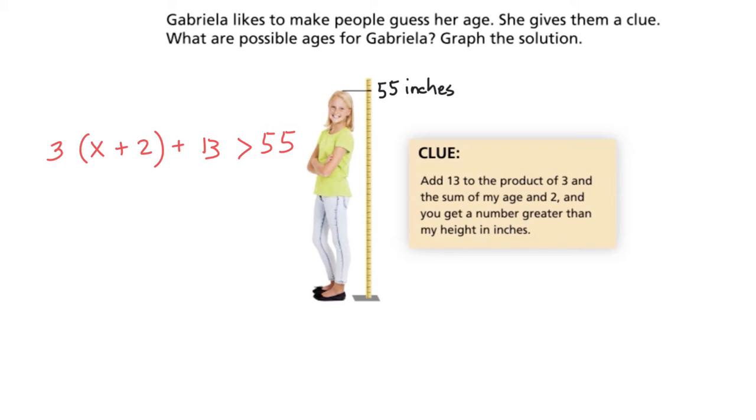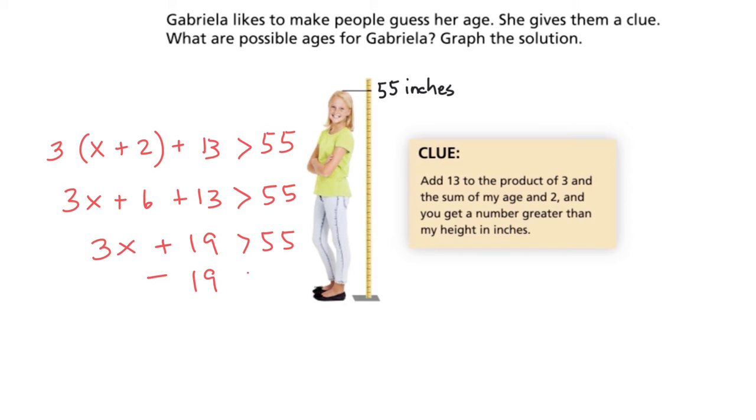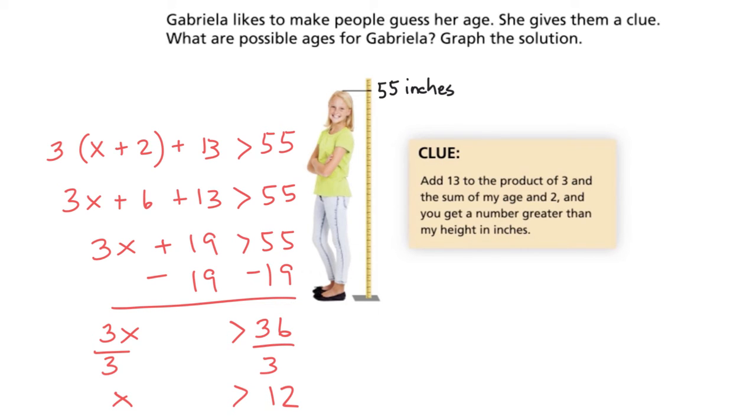Step 1 will be to expand to get 3x plus 6, bring down my plus 13 and greater than 55. Combine my like terms to get 3x plus 19 greater than 55. Subtract 19 from both sides of this inequality, and 3x will be greater than 36. And when I divide both sides by 3, x is going to be greater than 12.